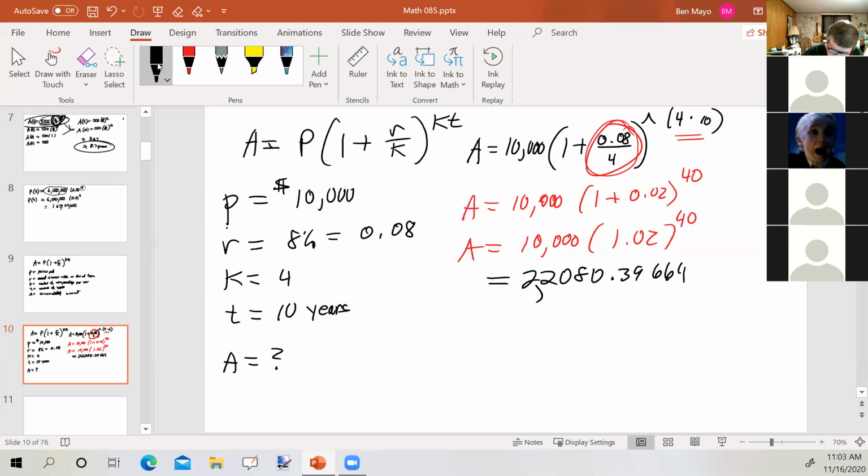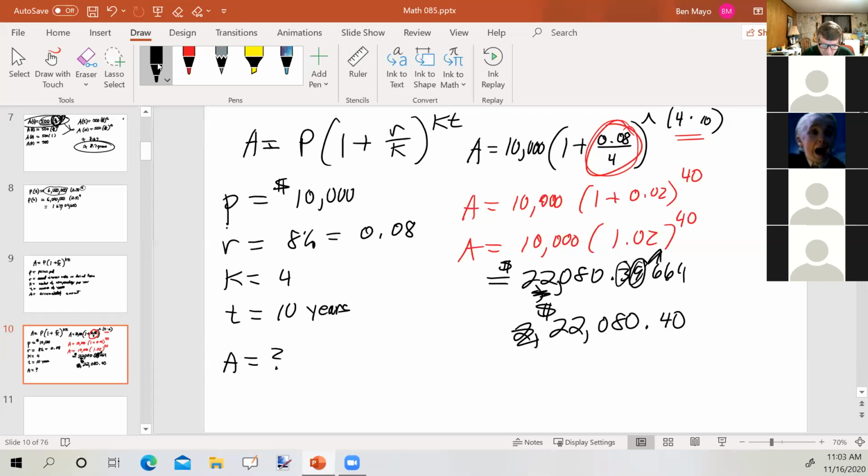22,080.39664. Now, we're talking money, so even though it doesn't say anything about rounding, we would round to the nearest cent, which is right there, right? Because this is dollars, this is your 10 cents, your 1 cent. The 6 would round up. So you'd have, actually that zero's in the wrong place, isn't it? My bad, it should be there. You'd have 22,080.40.